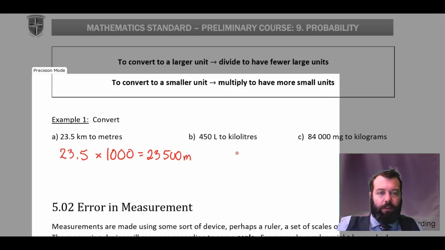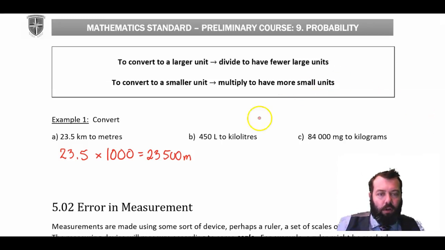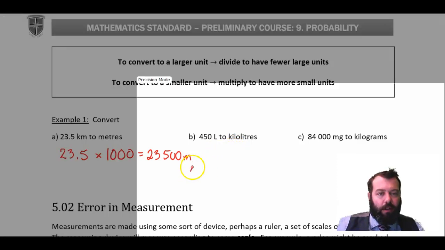Next up, 450 litres to kilolitres. Now the question is, am I going to a bigger or a smaller unit? I'm going to a bigger unit, so this time I'll need to divide. 450 divided by 1,000. We could move the decimal place 3 spots, 1, 2, 3 spots to the left, which will give us 0.45 kilolitres. A bit less than half a kilolitre.